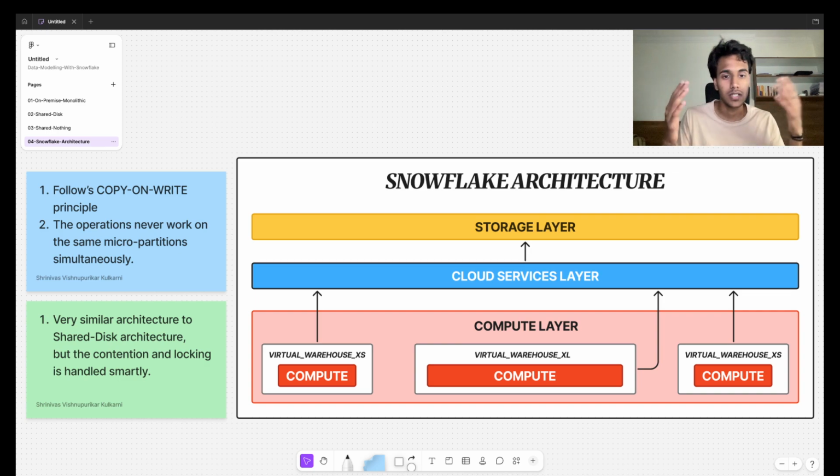So, which are typically the data systems architectures, I would call. My name is Srinivas Vishnupurikar, and I'm a Snowflake data and solutions consultant at Aries Data. So, let's get to the video.